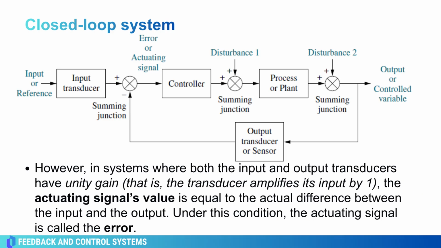However, in systems where both the input and output transducers have unity gain, that is, the transducer amplifies its input by 1. So, ibig sabihin, kapag unity gain, so 1 pa din. So, mag-amplify ng same as itself. So, the actuating signal's value is equal to the actual difference between the input and the output. Under this condition, the actuating signal is called the error.